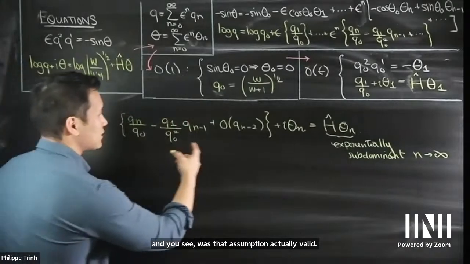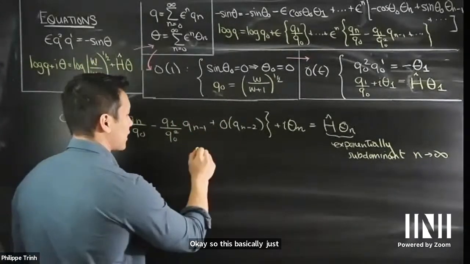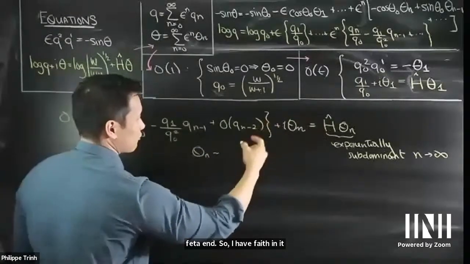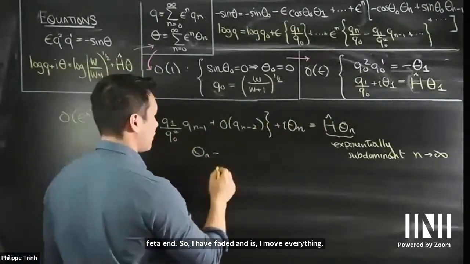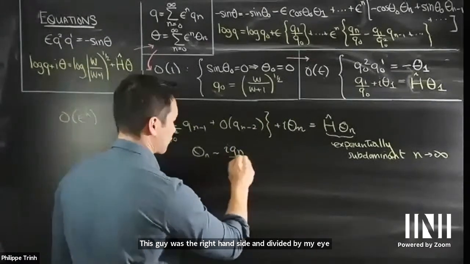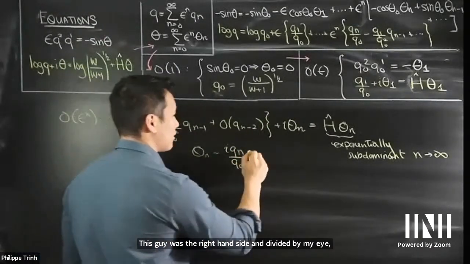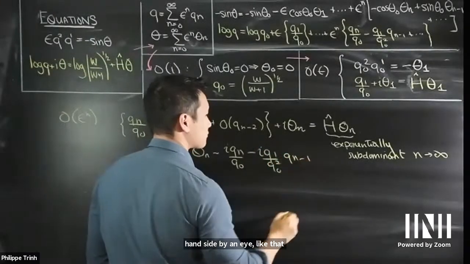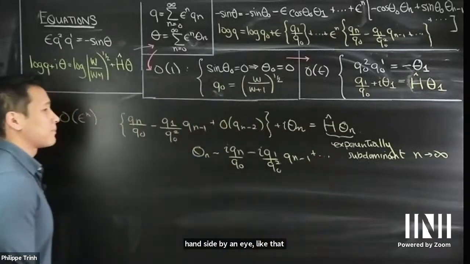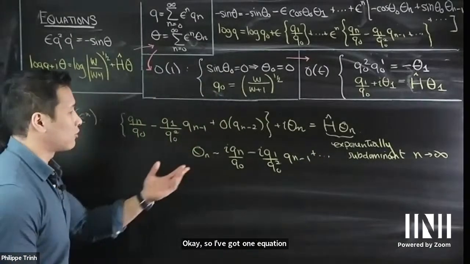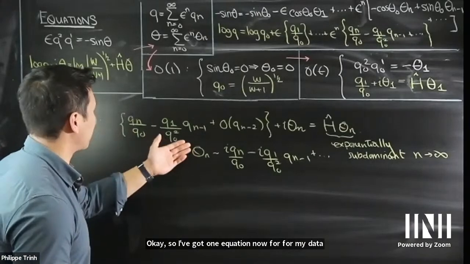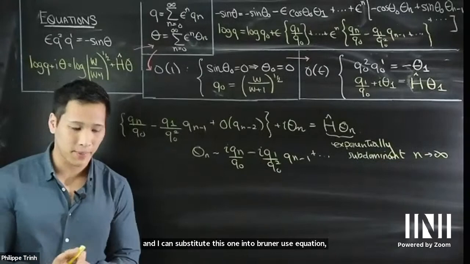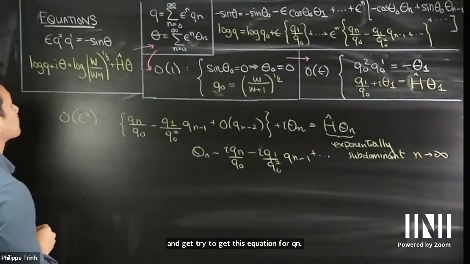Okay, so this basically just gives you an equation for theta n. So I have theta n is, I move this guy over to the right-hand side and divide by my I, and that is equivalent to just multiplying the left-hand side by an I, like that. Okay, so I've got one equation now for my theta n, and I can substitute this one into Bernoulli's equation and try to get this equation for Qn. Okay, and that's the harder bit to do.